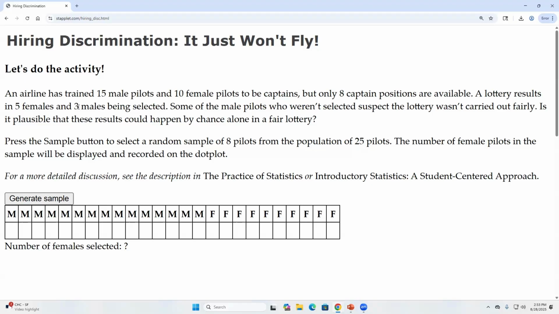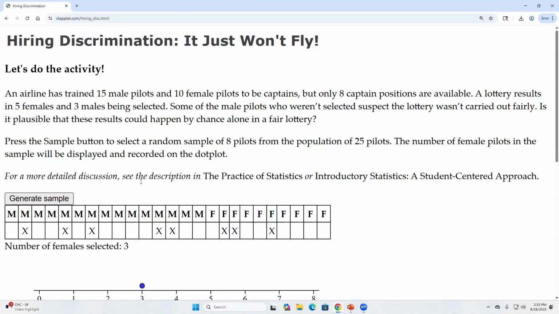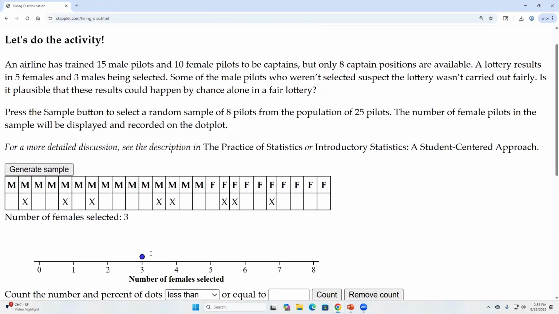Well, one way that you can determine this is you can say, let's take a look at another world where this lottery was done. We have our 15 males here, we have our 10 females here, and we're going to generate a sample. And in this other world, we have 1, 2, 3, 4, 5 males selected, and 1, 2, 3 females selected. So that happened in the first alternative universe, in that first alternative Earth. And we can see that they actually had fewer females selected. It was only 3, it wasn't 5.